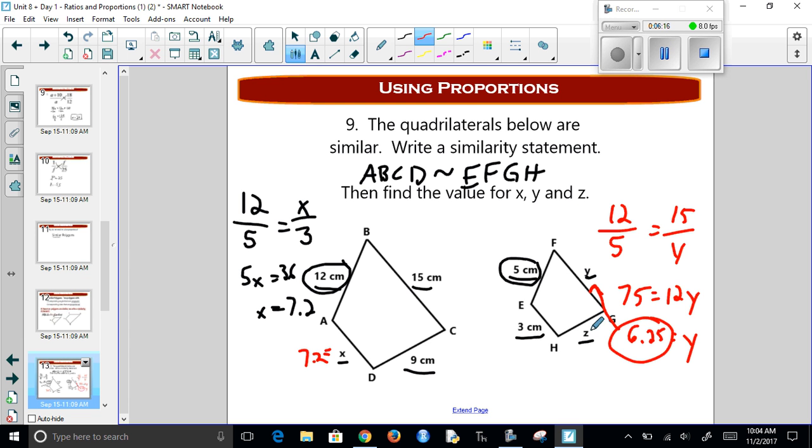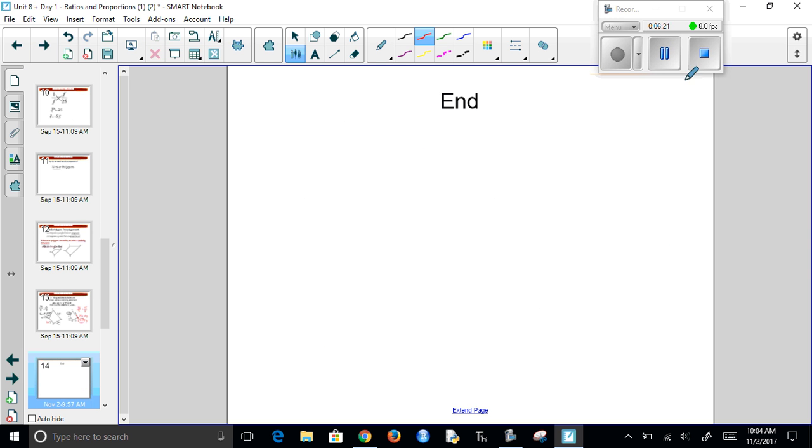Now I'm going to let you figure out z as we continue to the next. Oh, I guess we're done. All right, hopefully you can finish the assignment.